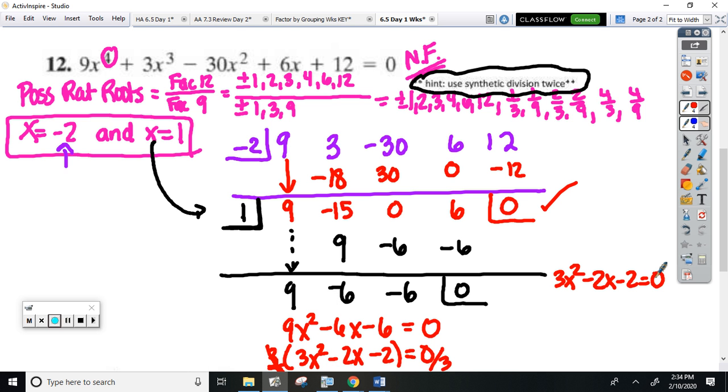And then I'm not going to finish the rest of this problem for you. I would like you to do so, but you should be using the quadratic formula to get your last 2 answers.